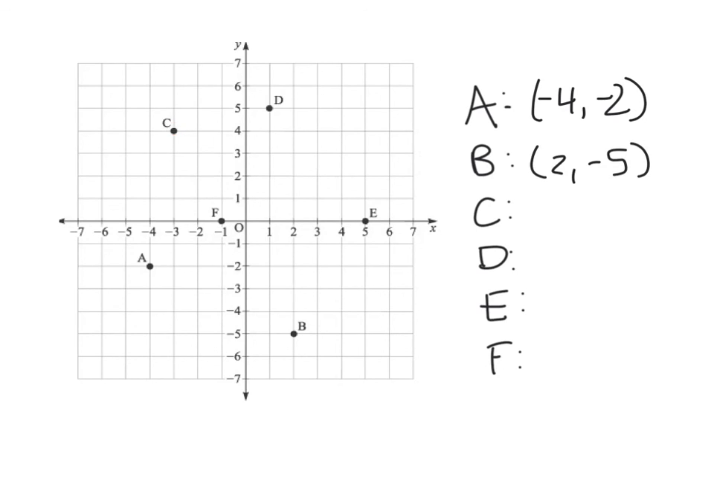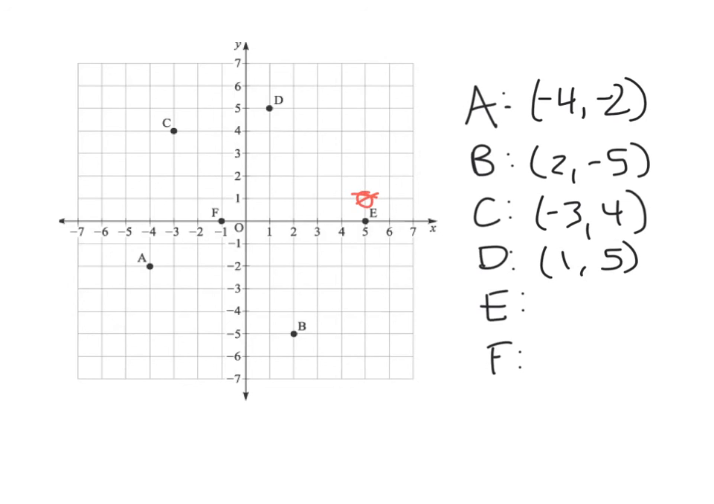C. C is right here. C's x-coordinate. Again, you always have to start with your x-coordinate. It is so important. The x-coordinate is -3, and the y-coordinate is 4. So -3 for x and 4 for y. D is up here. D's x value is 1, and its y value is 5. So 1, 5. Again, 1, 5 is different from 5, 1. Think for just a second, where would that 5, 1 point be? 5, 1 would be right here. Okay, so 1, 5 and 5, 1 are different.